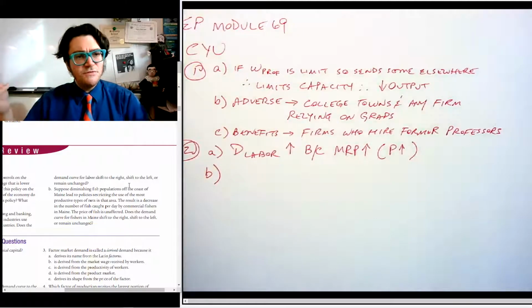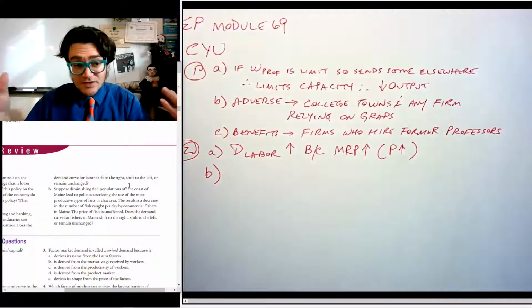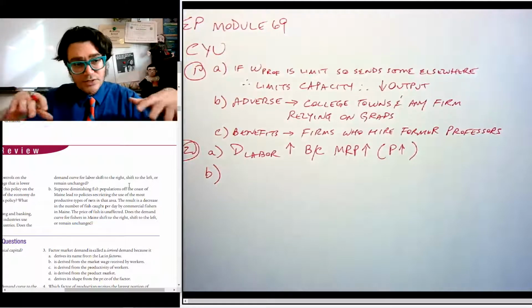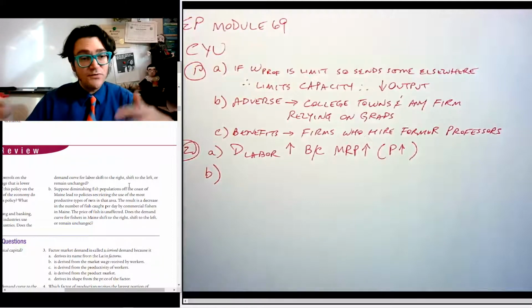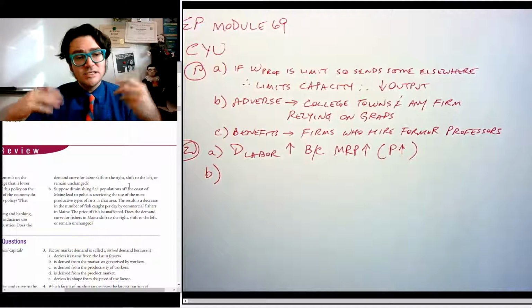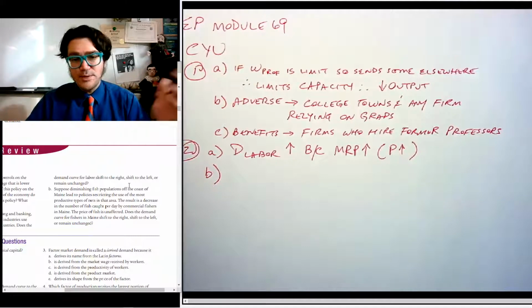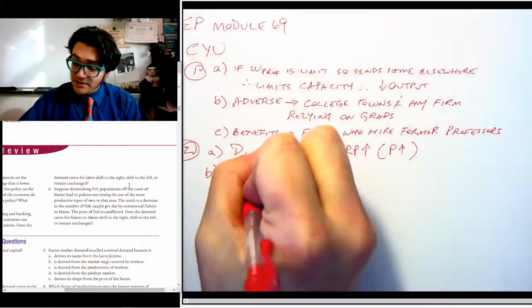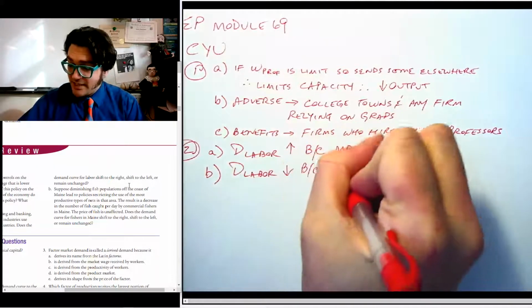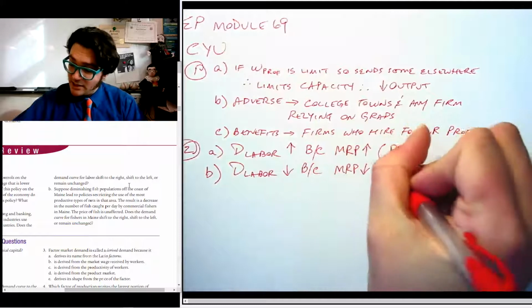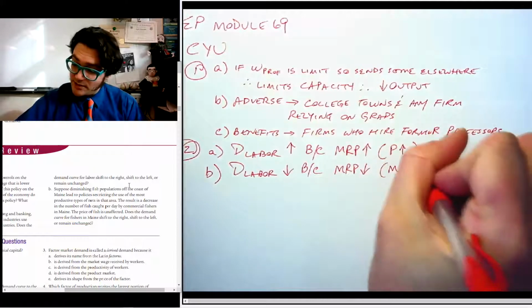B says, suppose diminishing fish populations off the coast of Maine lead to policies restricting the use of the most productive types of nets in the area, so productivity goes down. The result is a decrease in the number of fish caught per day by commercial fishers. The price is unaffected. Does the demand for fishers shift left, right, or remain unchanged? For this one, the demand for labor falls because the MRP falls, and the underlying thing here is the marginal product, right?